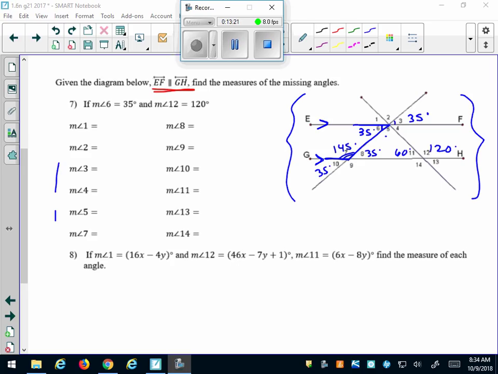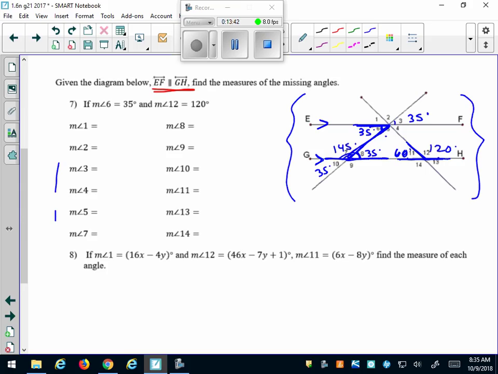All right, I decided that we need to explain some of this before they all get filled in. So I went to angle 11, and this would have to be 60 degrees because of the linear pair situation here. 120 and 60 make 180. This one is 35, like this one, because they're alternate interior.